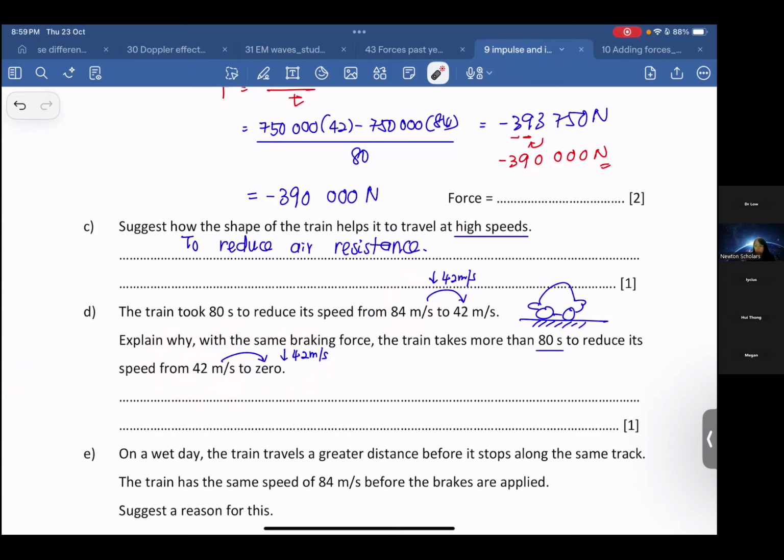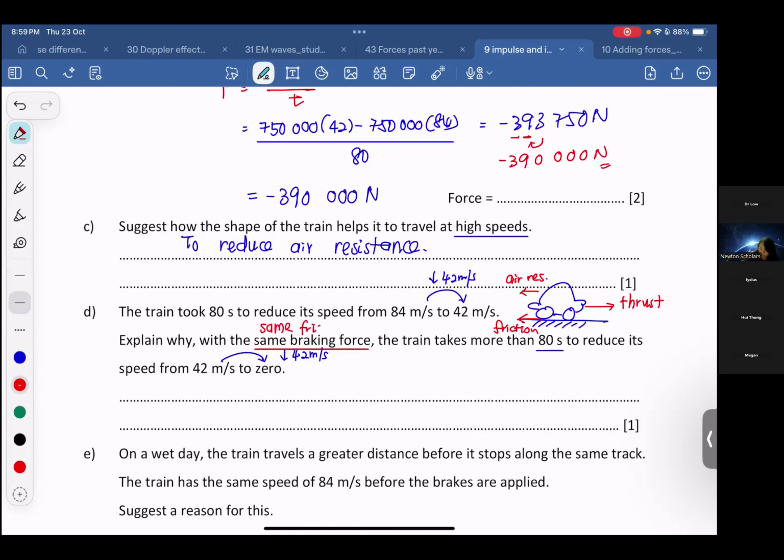Same. So if the braking force is the same, that means the friction is the same. Braking here provides the friction. The car moving forward is called thrust. So there is one more force here. Just now we said this is called air resistance. Am I right? Okay, since same braking force, it will be the same frictional force. But then why at lower speed do we need a longer time to reduce from 42 meters per second to 0? This has to be related to air resistance.